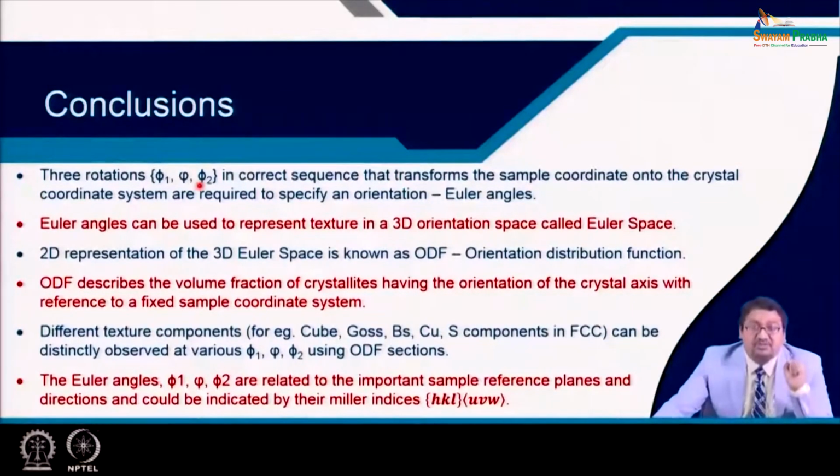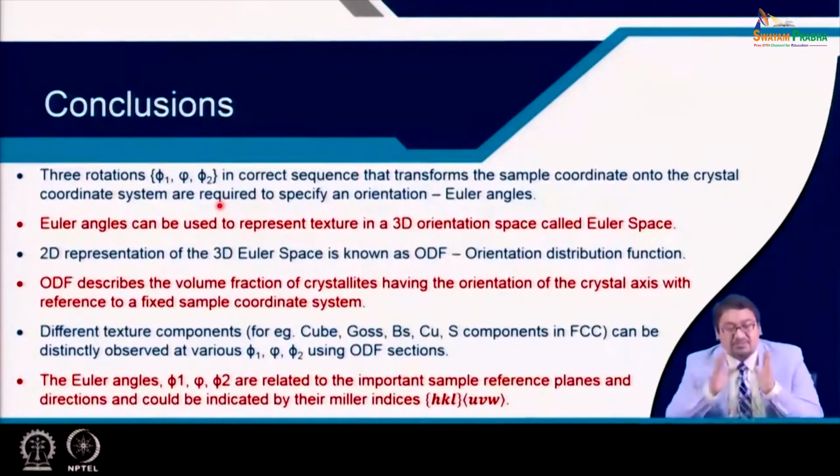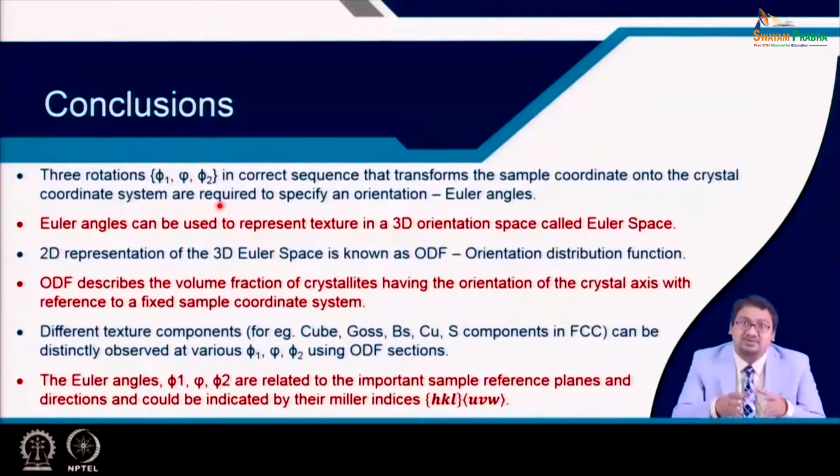3 rotations phi 1, phi, phi 2, if done in correct sequence, can transform the sample coordinate into the crystal coordinate, which is required to specify the orientation, and this is known as Euler angles, right. Bunge, Roe and Williams all did this using different rotations, but all of them are right, but the Euler angles proposed by Bunge have become the most popular.